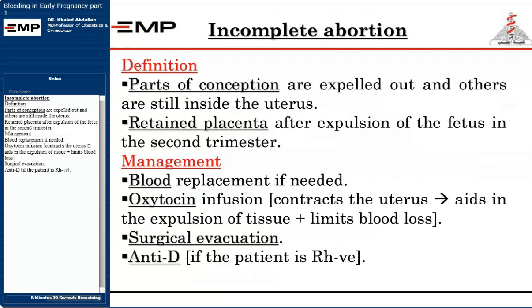Incomplete abortion. Definition: parts of conception are expelled out and others are still inside the uterus. Retained placenta after expulsion of the fetus in the second trimester. Management: blood replacement if needed. Oxytocin infusion contracts the uterus, aids in the expulsion of tissue and limits blood loss. Surgical evacuation. Anti-D if the patient is Rh negative.